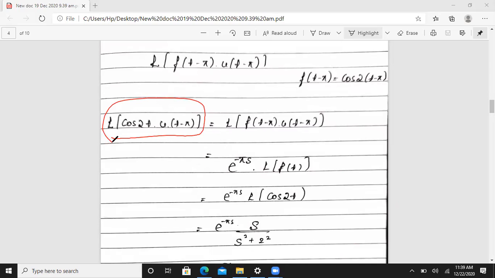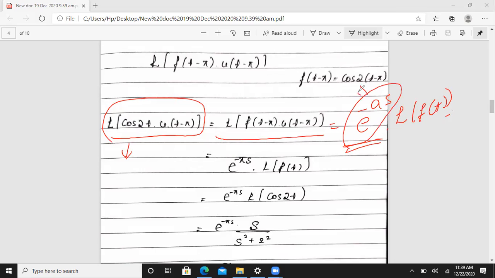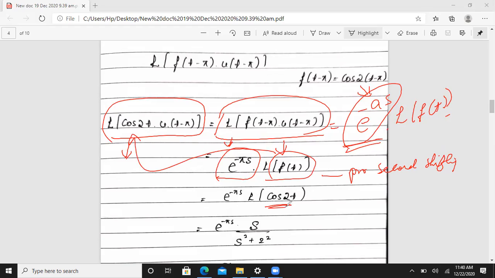Now our LHS side, that is Laplace transformation of cos 2t into u of t minus pi. This function we will write as Laplace transformation of f of t minus pi into u of t minus pi, and the answer and your formula is e to the power minus a s into the remaining Laplace transformation of f of t function. Okay, and here we have a value is pi. So instead of writing this in total, we will write this function, that is e to the power minus pi s into Laplace transformation of f of t by your second shifting property. Okay, and now we have your f of t function is cos 2t, and the remaining as it is, that is e to the power minus pi s.